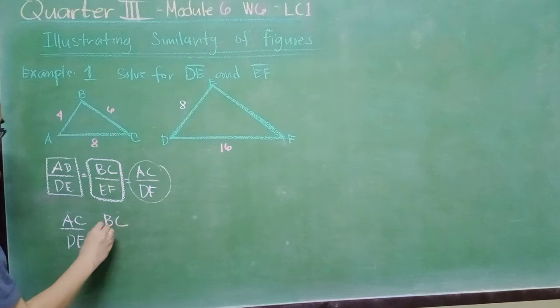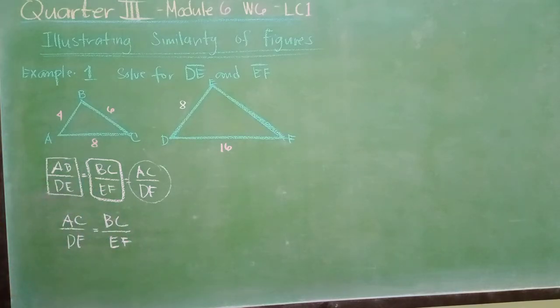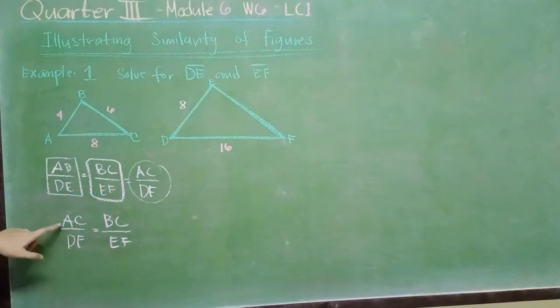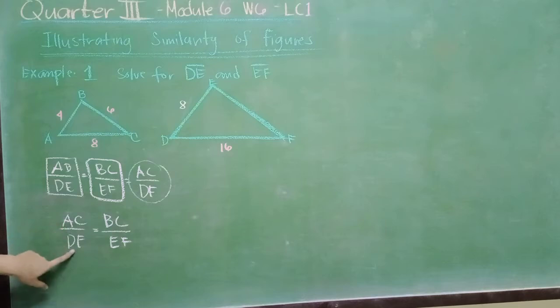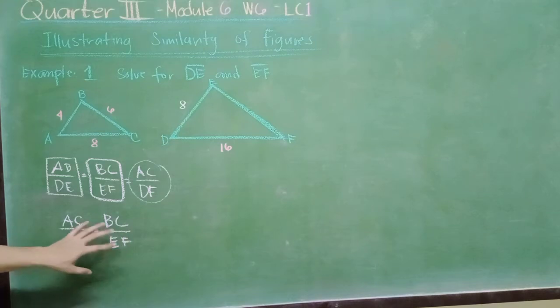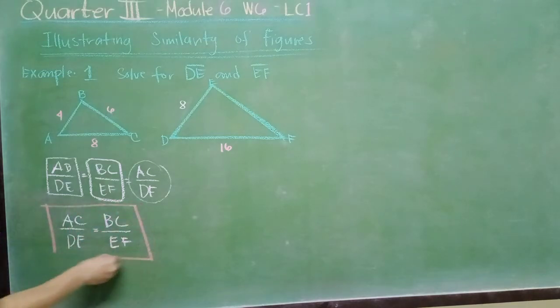Ito yung gagamitin natin now. Ang tatandaan nyo lang, hindi nyo masosolve yung unknown kapag meron kang dalawa. Medyo pwede i-solve pero mahirap. So, make sure na isa lang yung nawawalang value. In this case, meron kang value sa AC, meron kang value sa DF, meron kang value para sa BC, yung EF lang yung nawawala. So, mas maganda na isa lang yung walang value pag nagsosolve ka. So, now, ito yung gagamitin natin proportion.